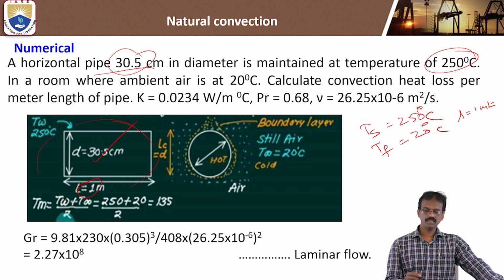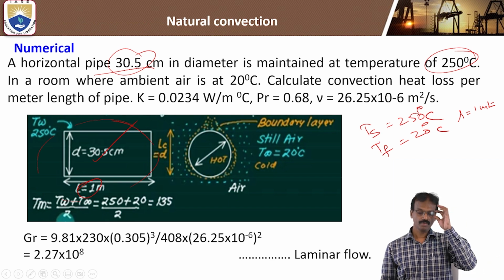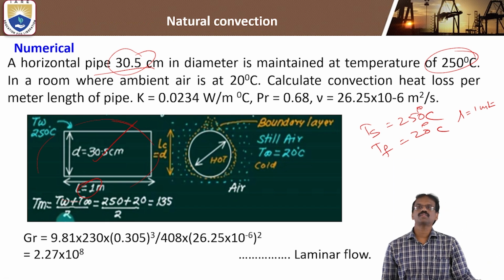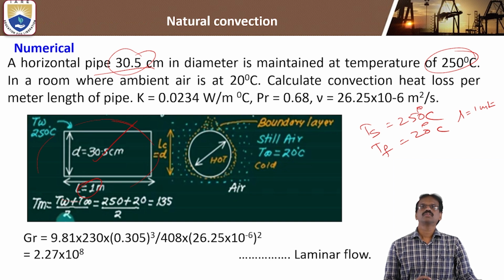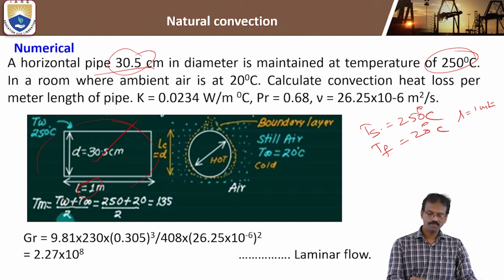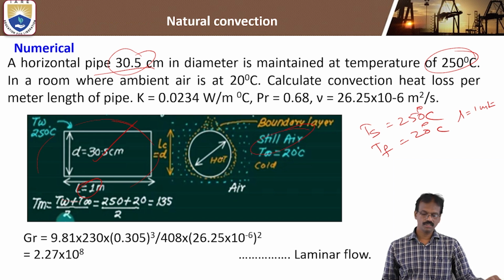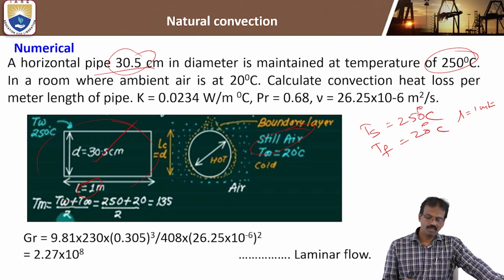If you know the Ts and Tf, you can find out the properties of fluid. What type of fluid here? So just atmospheric air, dry air. So that is the fluid. You can take the properties of dry air with the help of T mean.